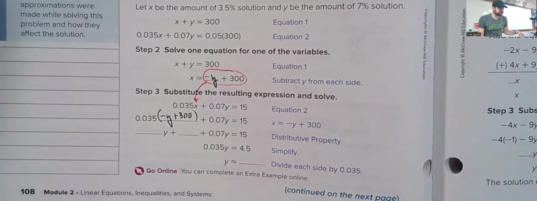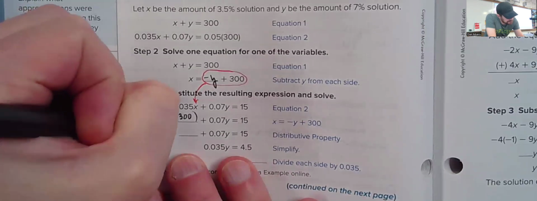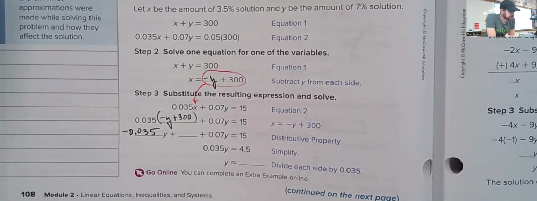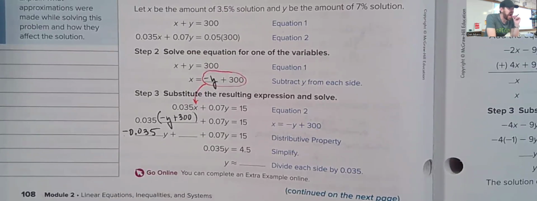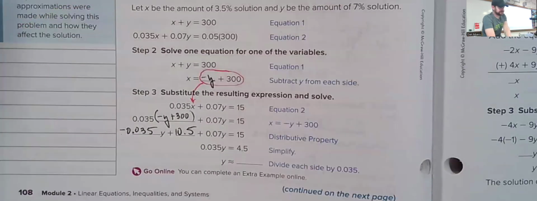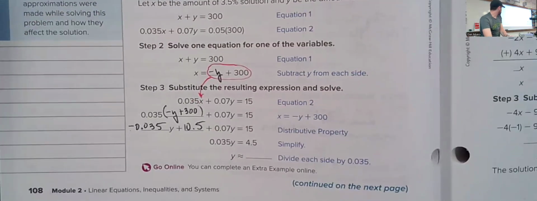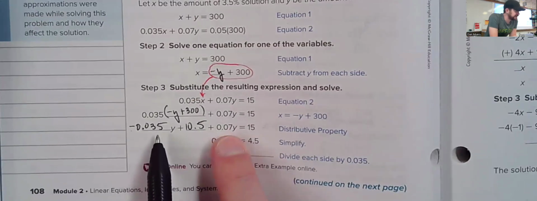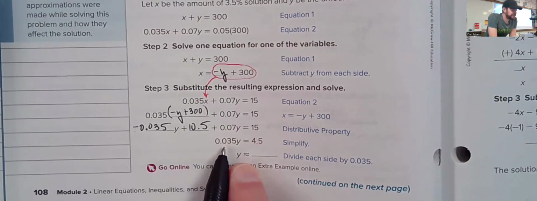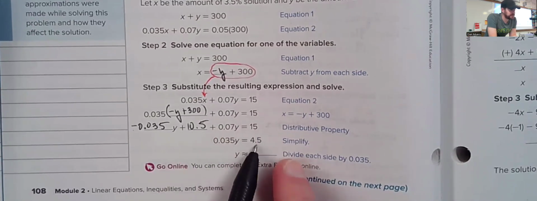All right, now we distribute. So that's going to be negative 0.035 Y plus, what's 300 times 0.035? What is it? 10.5, exactly. Great, 10.5. All right. And then if we simplify these two things together, negative 0.035 plus 0.07 is positive 0.035 Y. And then if we subtract 10.5 from each side, 15 minus 10.5 is 4.5 right there.